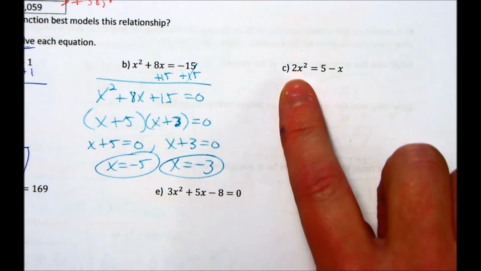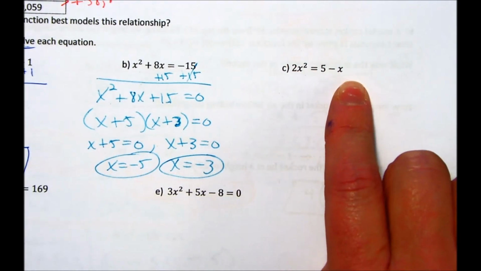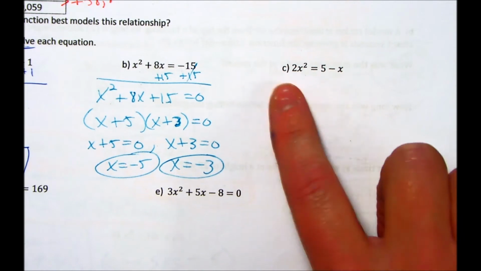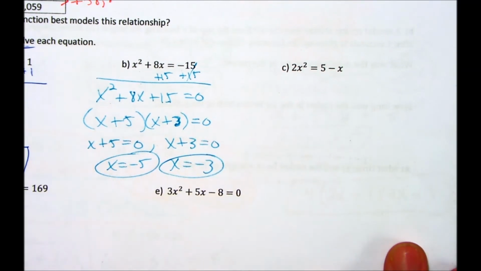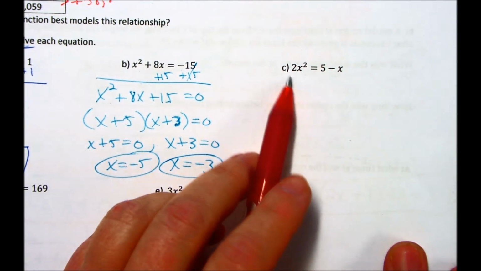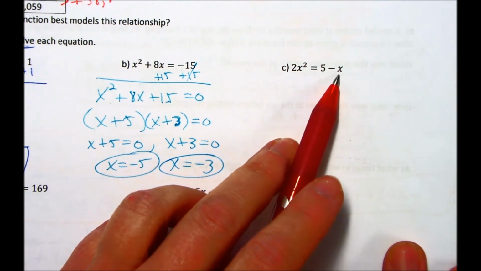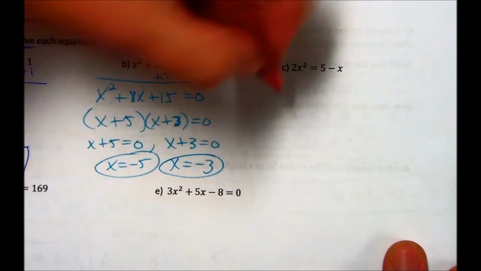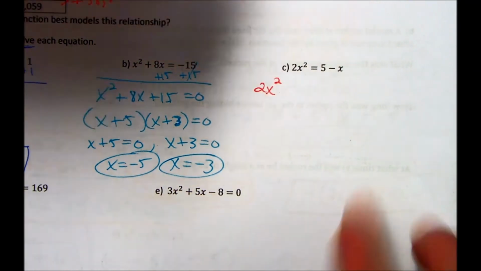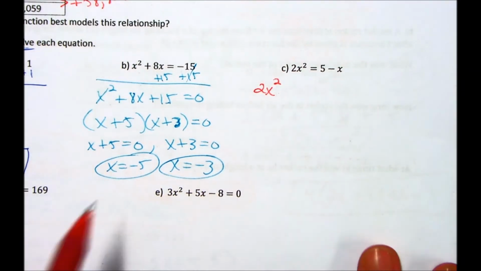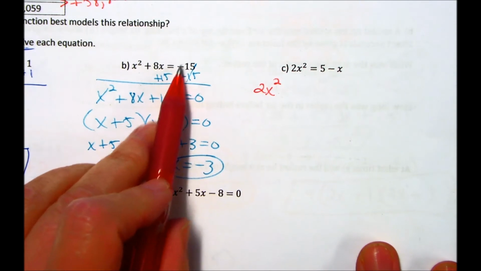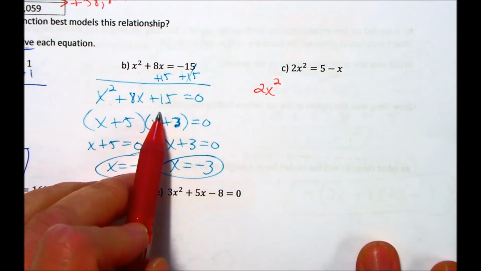All right, letter C over here. Again, we've got an x squared and an x term. So we want to get everything to the same side and set it equal to 0. But I also want to keep the x squared term, or the leading coefficient, positive. So I'm going to move the x and the 5 to the left. When you move terms from one side of the equation to the other, they basically change sign. Like this -15 here. When I moved it to the other side, it became positive.